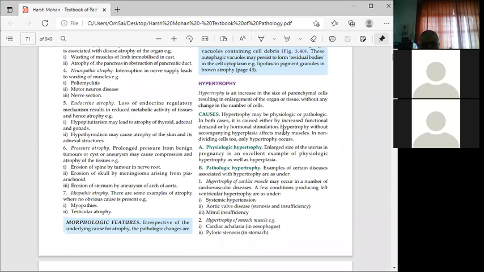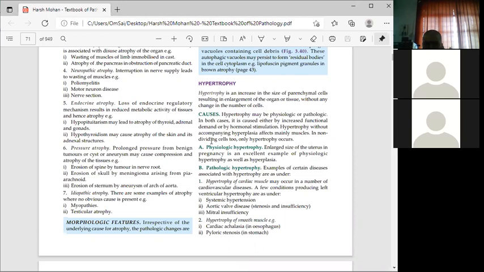Hypertrophy without accompanying hyperplasia affects mainly muscles.